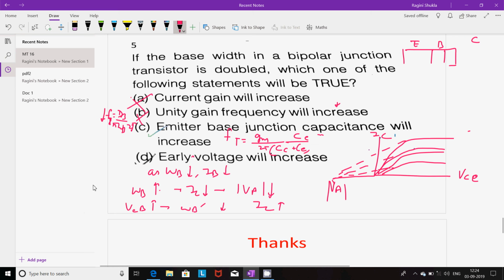The D option is absolutely wrong, because as base width is doubled, IC will be reduced. As IB is increased, beta has to be reduced. So VA is reducing, it is not increasing.